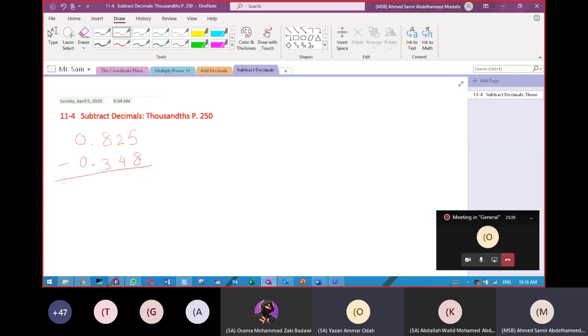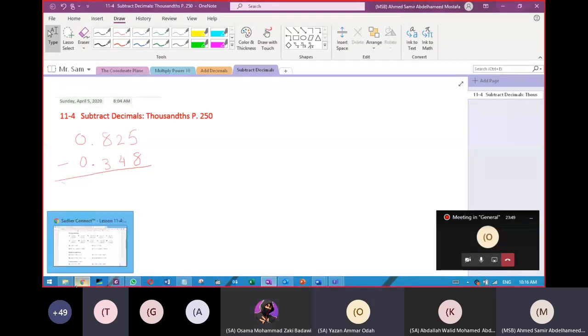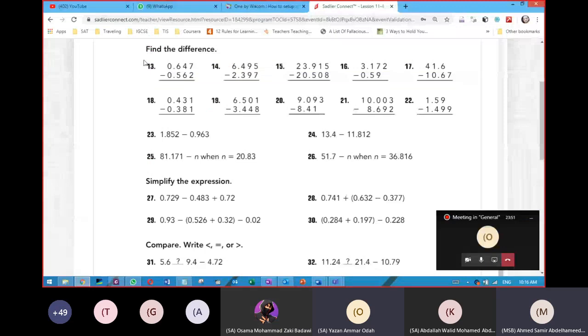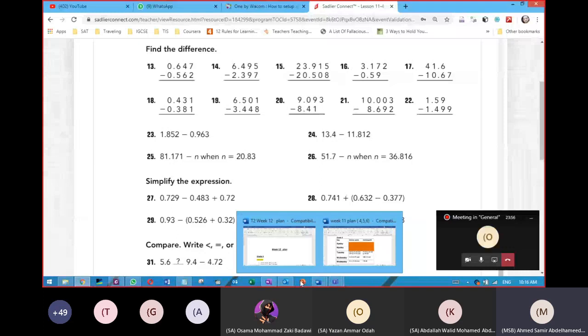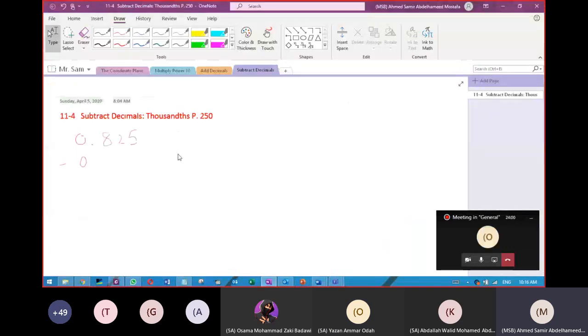You can see here 5 minus 8. Can we do that? 5 minus 8 equals. Mister, this is number 1. Number 13. We're doing number 13. I'm sorry, this is not number 13. My mistake. All right, so we'll erase this, Yazan, and you need to give me number 13, please.